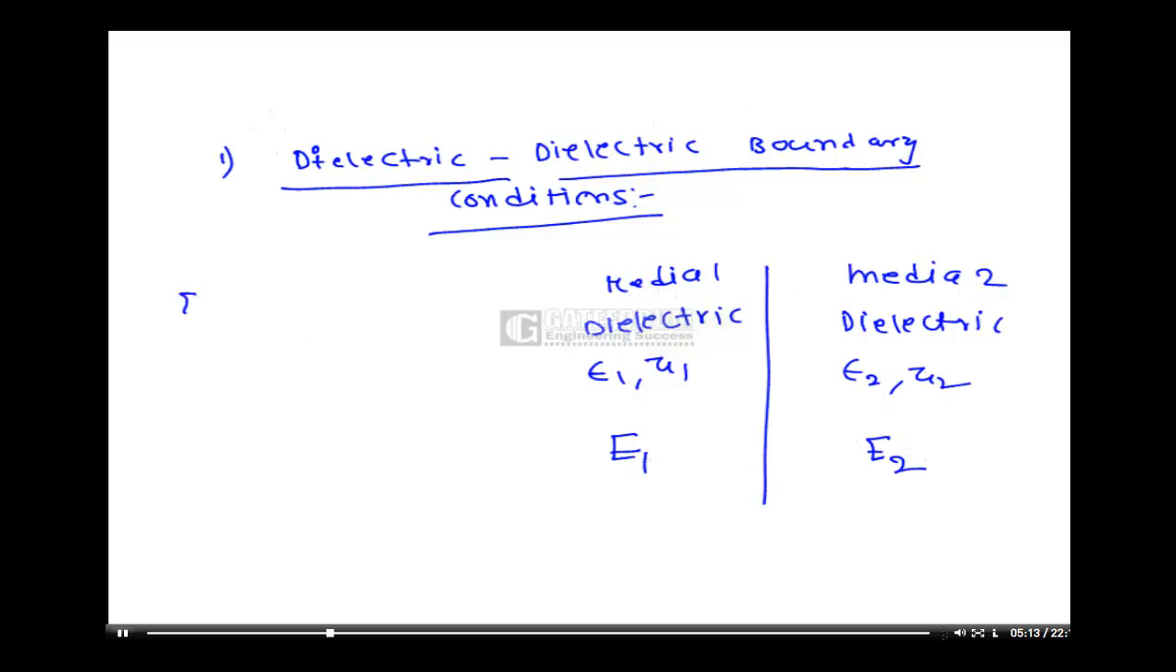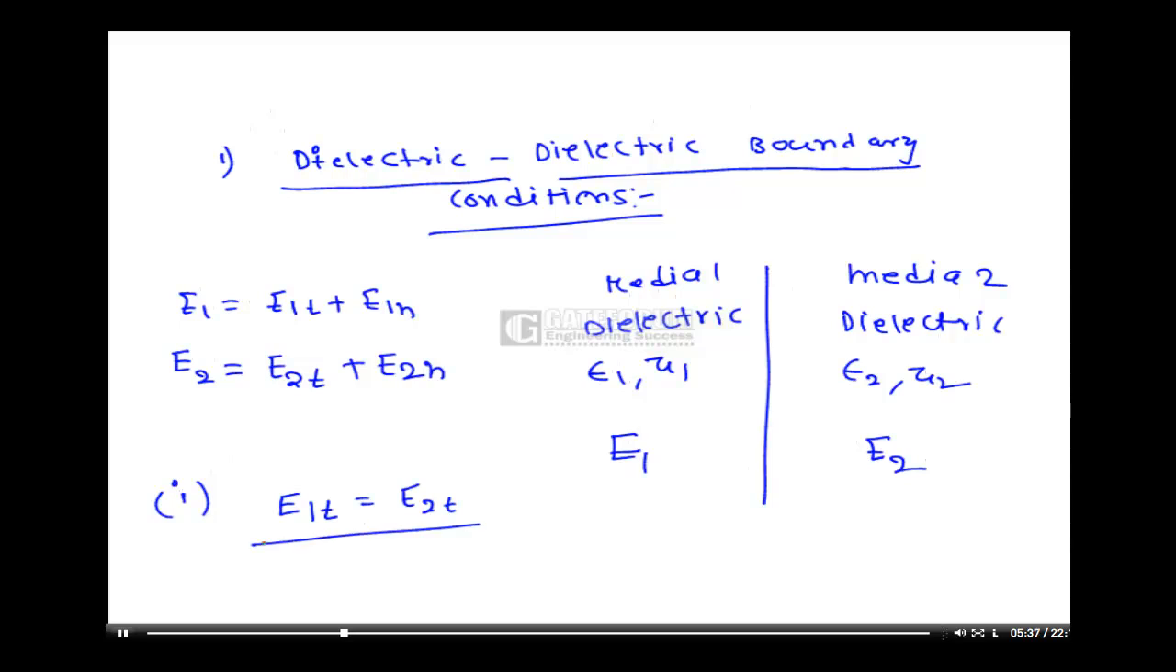So E1 I can write as E1 tangential plus E1 normal. Similarly, E2 I can write as E2 tangential plus E2 normal. The first dielectric condition to be satisfied is E1T is equal to E2T. This is the first dielectric condition to satisfy at the interface.